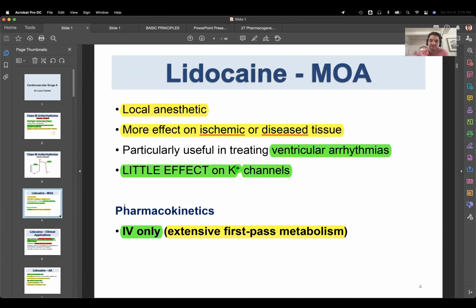A caveat, it is good to know that lidocaine can be used for ventricular arrhythmias. So just know that too. It comes up in Term 5 as well, but just keep that in mind.